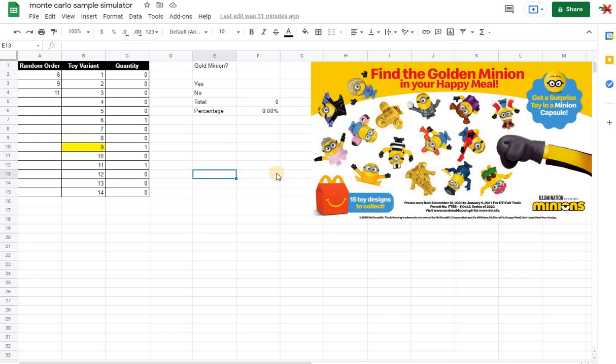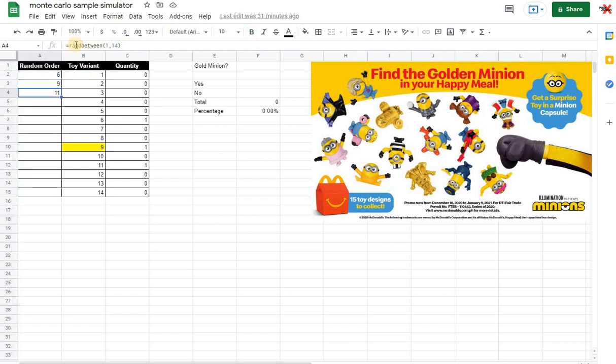Okay, so what I did is we have built this sample probability Monte Carlo simulator. So the first column would be for the random order. Random order meaning how many orders the family would make. So in a normal family, you would probably have around 3 kids, 4 kids, or 5. And then that would represent the total number of Happy Meals that would be purchased. That's why we have 3 numbers here.